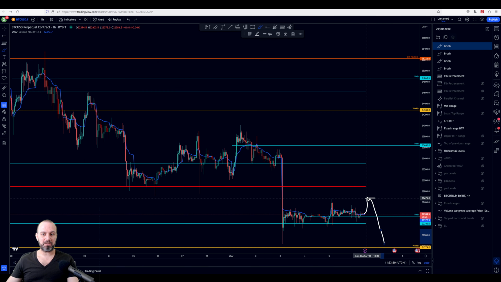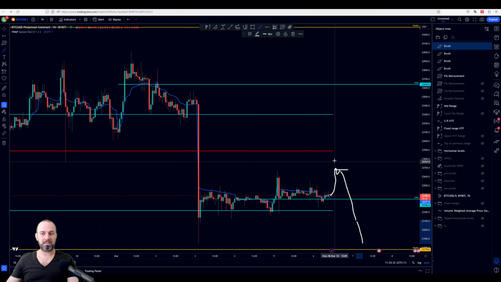So maybe we'll see, like I said, a swing failure pattern here, or maybe just a bit higher. So that could be a short trading idea. This would be based on reaction. You need to check the order flow. You need to check what's going on there.